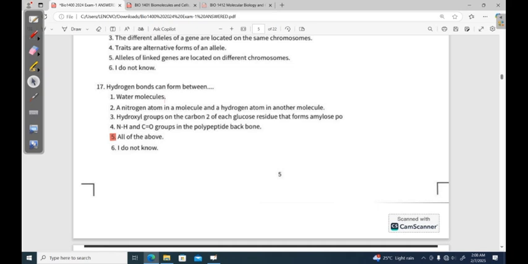Hydrogen bonds are not limited to just hydrogen and oxygen. What we need to know is that hydrogen bonds can be with oxygen, they can be with nitrogen, and so on and so forth. So these are the bonds that occur. Then we go to our next question.